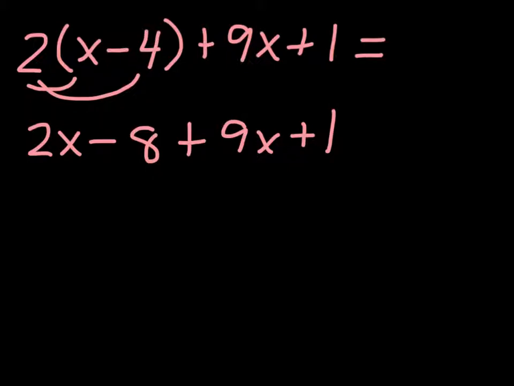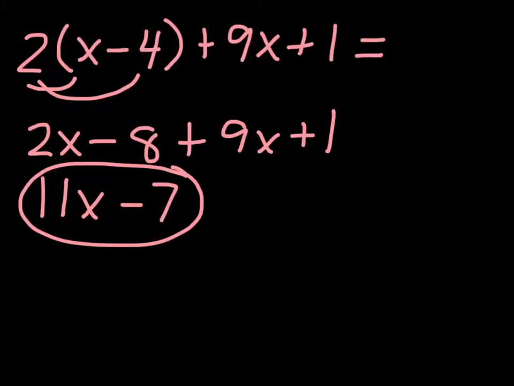Next, we'll combine like terms. 9x plus 2x gives us 11x. Negative 8 plus 1 gives us negative 7. And here is our simplified expression.